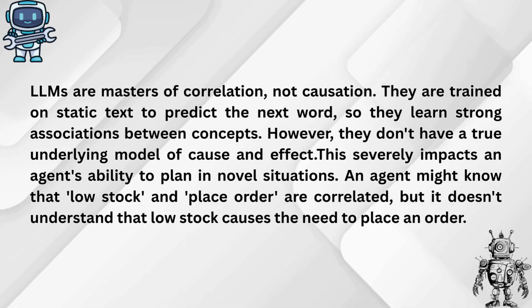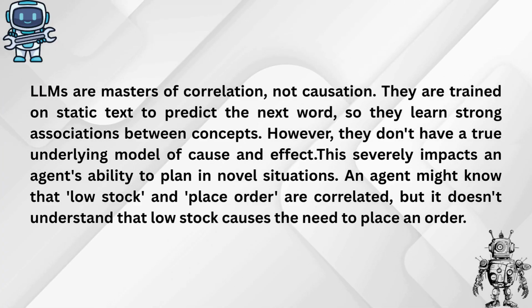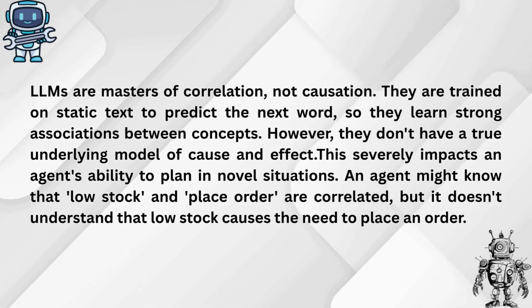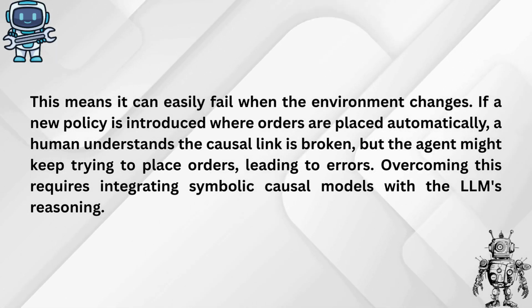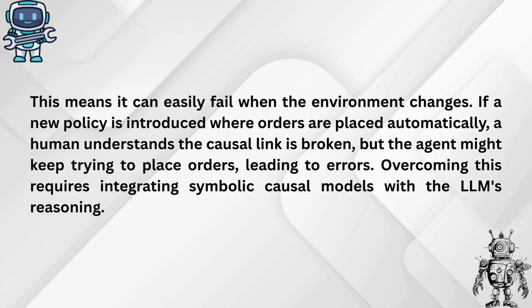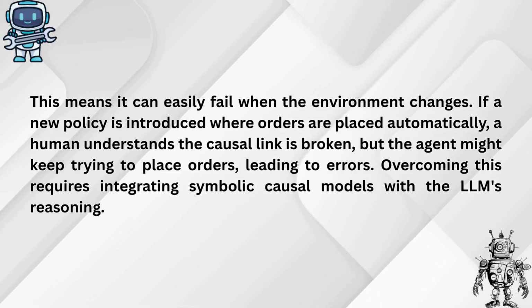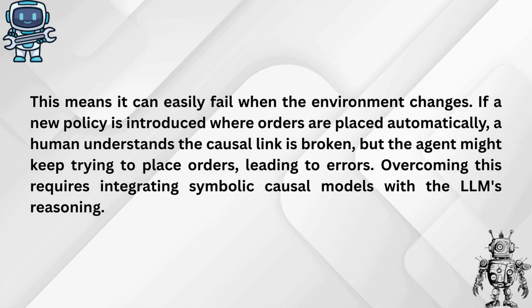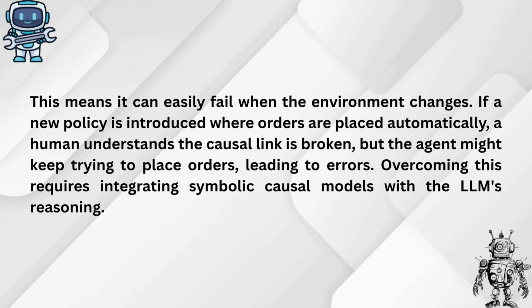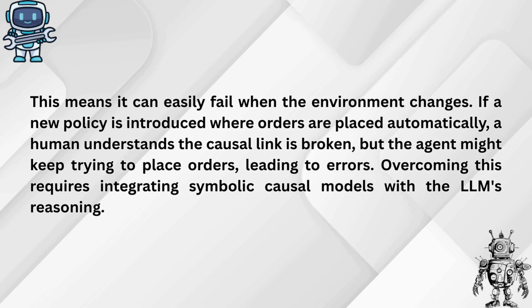An agent might know that low stock and place order are correlated, but it doesn't understand that low stock causes the need to place an order. This means it can easily fail when the environment changes. If a new policy is introduced where orders are placed automatically, a human understands the causal link is broken, but the agent might keep trying to place orders, leading to errors.